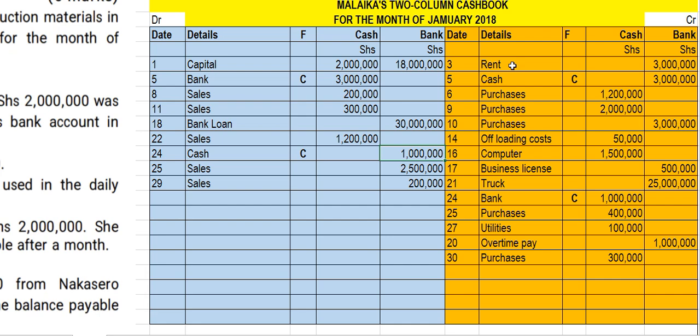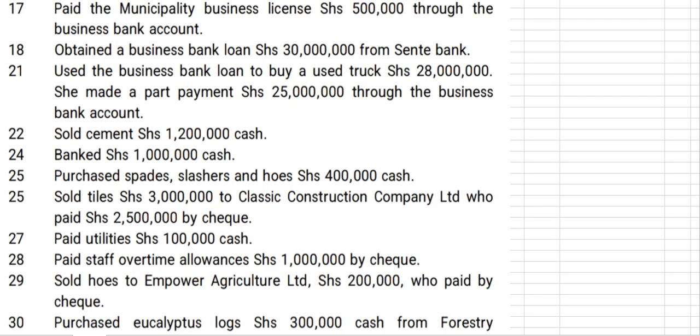Then sold cement, shillings 1.2 million cash. I'll debit my cash column. Details will be sales, as you can see, 1.2 million. My cash book shows that we made a sale and received cash of 1.2 million.